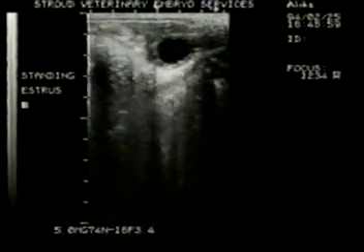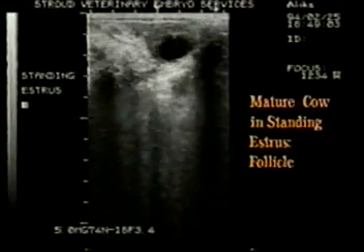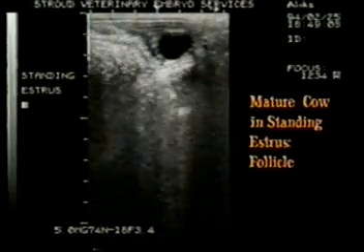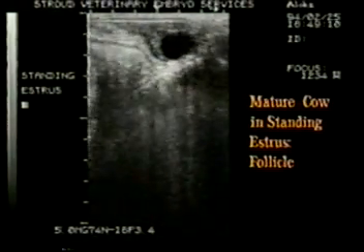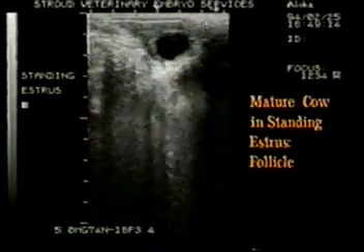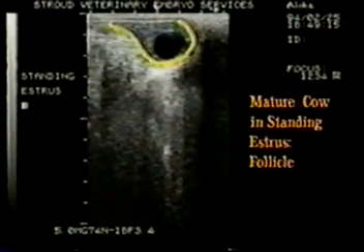The transducer is now fixed on one of the ovaries. Follicular fluid is non-echogenic, and this cow in standing heat has a 17 millimeter mature follicle. The entire ovary is outlined in yellow. The follicle is black.